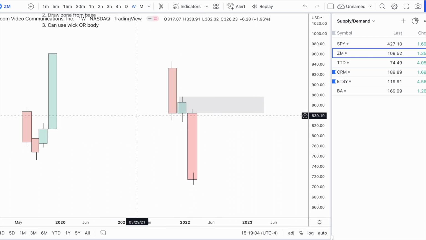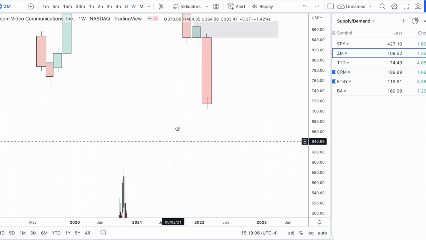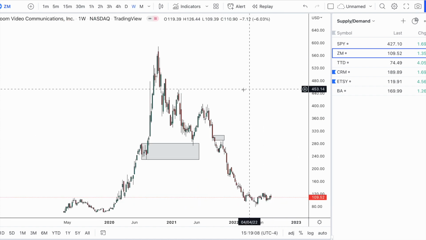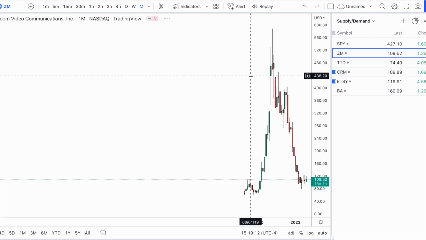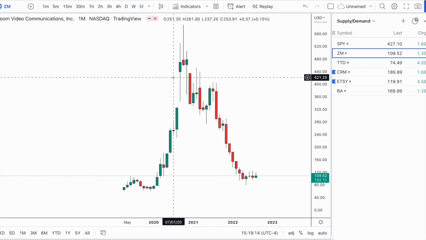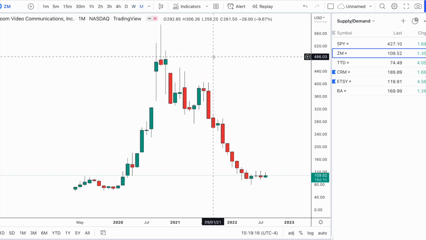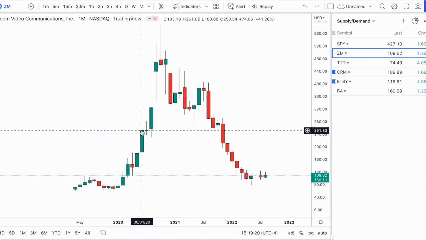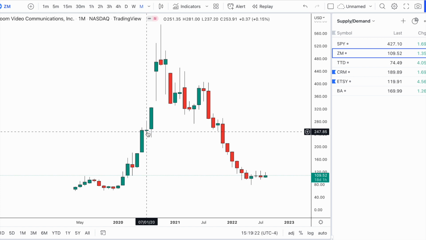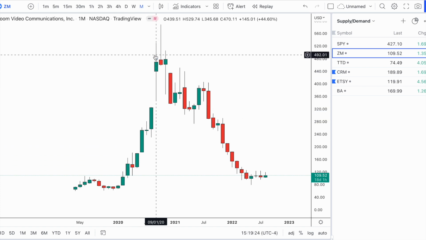We're going to look at some real examples right now. The first one actually being on Zoom. So right now I have the weekly chart pulled up. I can even look at the monthly if I wanted to. Actually, yeah, why don't we look at the monthly? So on the monthly we have a huge move, right? We have a huge rally. We have a one candle base. And we have a huge move higher, right? We have another rally right after it.